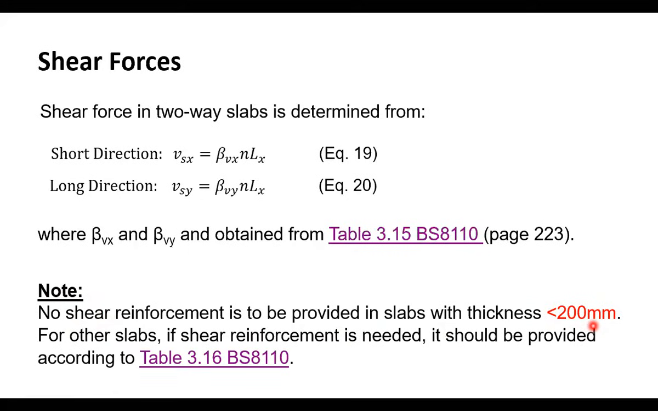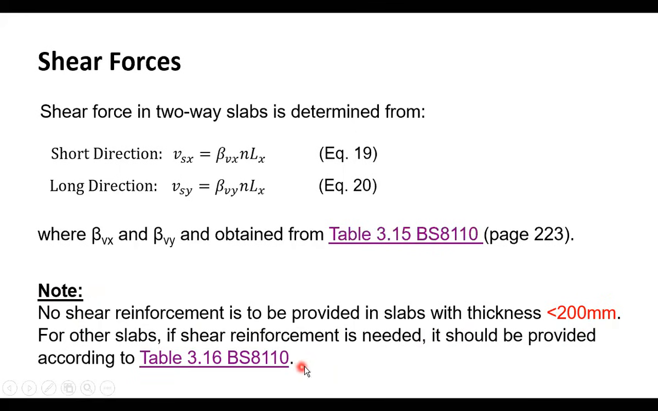So if the shear is not safe and the thickness of the slab is less than 200, what is the solution? The solution is to increase the thickness of the slab. Okay, in a case where you have a slab greater than 200 millimeters, let's say 250 millimeter thickness, and the shear is not safe, in this case you have two options. You can use shear reinforcement, or you can just increase the thickness of the slab, which is the easier way.